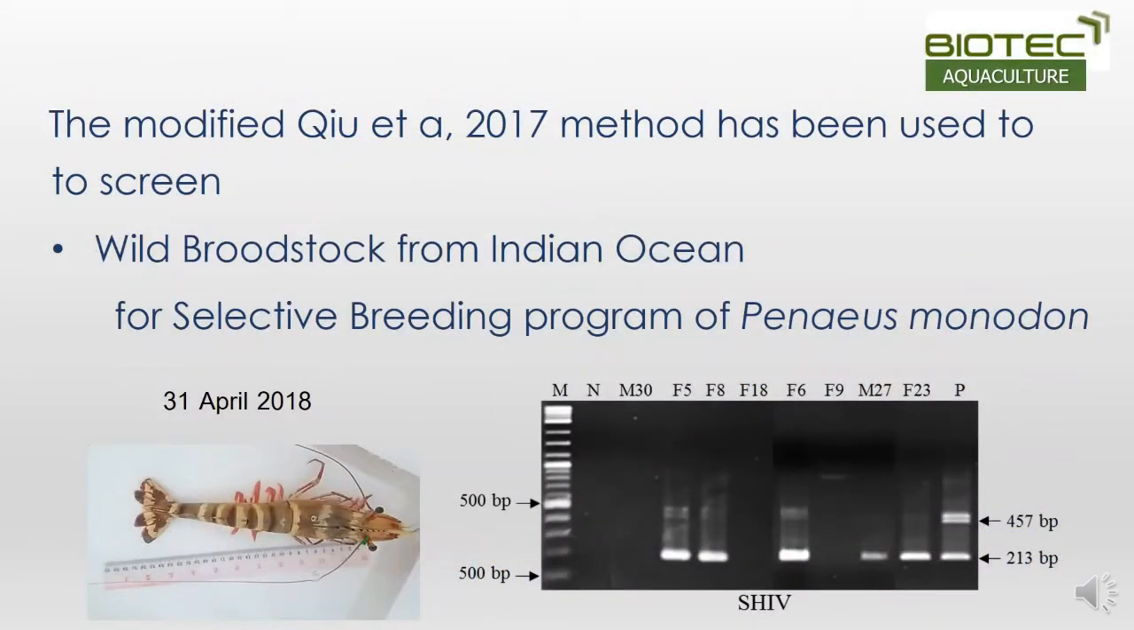With the method developed in 2017 based on this ATPase gene, we used it to screen our broodstock in a program to establish a breeding stock from wild-captured specimens of P. monodon from the Indian Ocean. Our group participated by screening individuals from captured batches for a list of 14 known viral pathogens and parasites by non-destructive PCR methods, while they were being held in a biosecure facility.